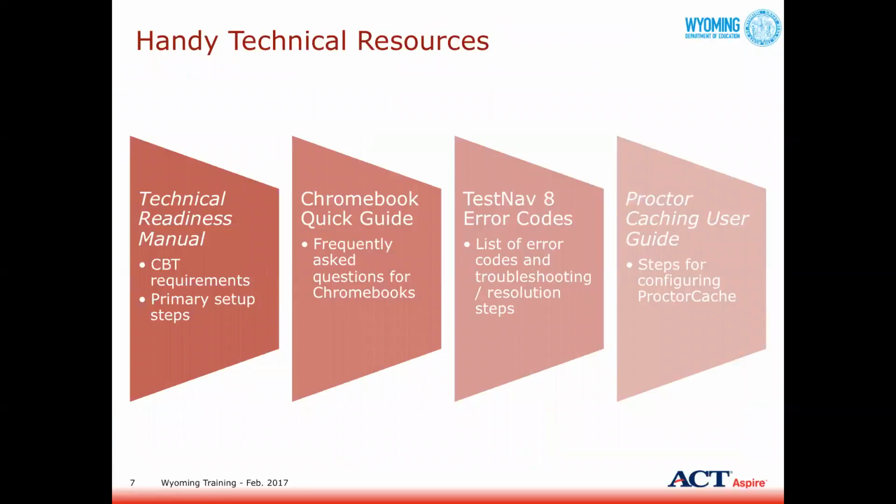All right, so let's move right along here. One of the things I also wanted to mention was around some technical resources. So we do have 4 documents that I wanted to make sure that we cover. We have the Technical Readiness Manual. So this is, again, a manual that you can either download online, access in real time, or you can print it off as well. And it gives you really what the technology requirements are for ACT Aspire on all the 3 components, not only from the portal, but from Proctor Cache and TestNav. And what are the primary setup steps that you walk through. So that's a great document.